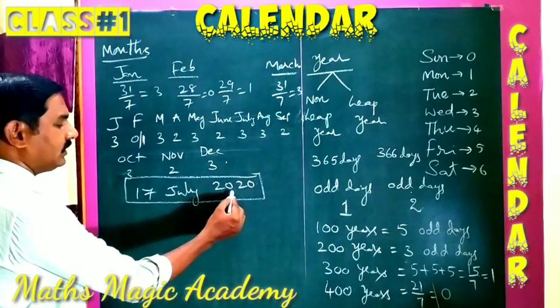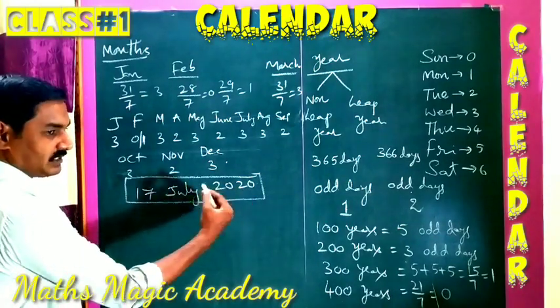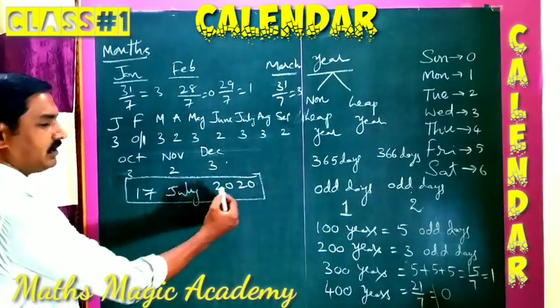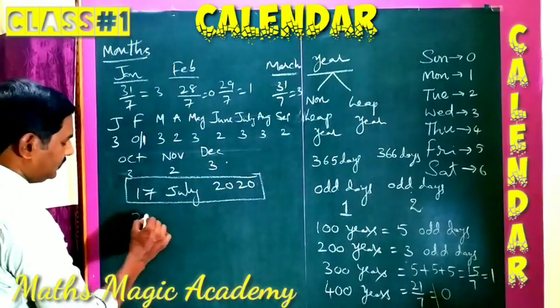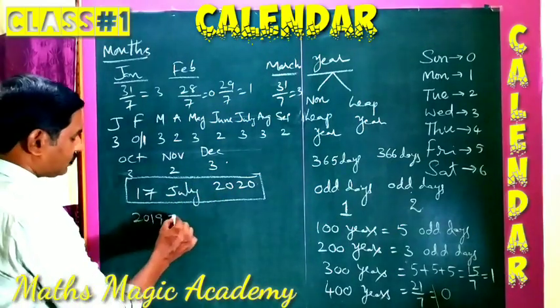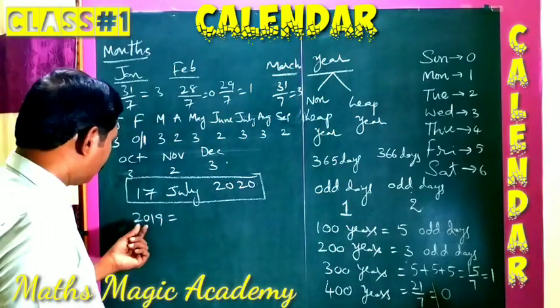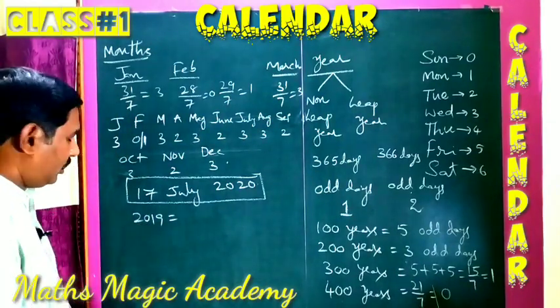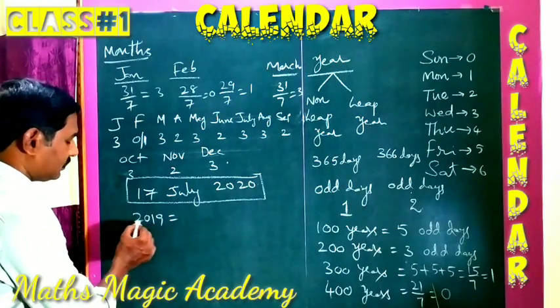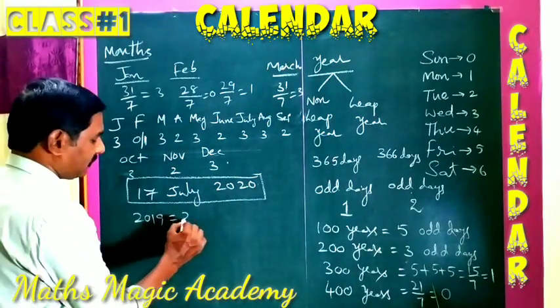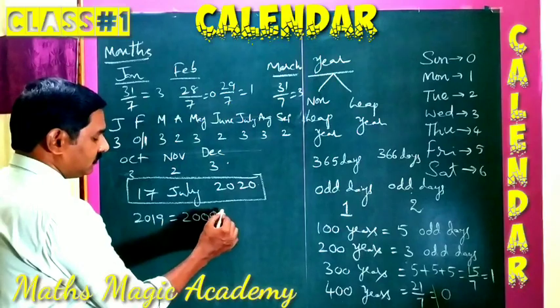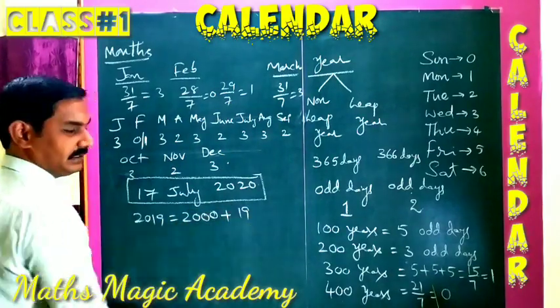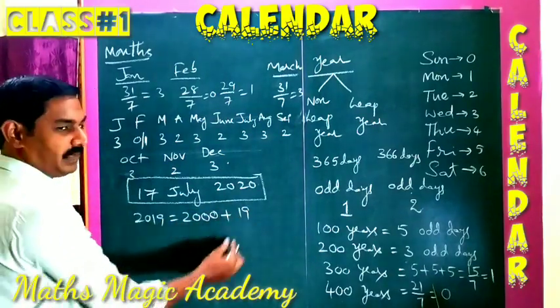Before going to that, 2020 is the current year. Previous year you have to take. That is what? 2019. In this 2019, you have to eliminate the 4 multiples of years. How many 4 multiples of years in 2000? 2000 is a 4 multiple of year. 2000 plus 19. Just simply write 2000 plus 19.